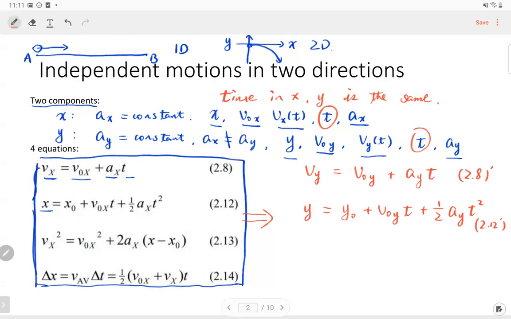The third equation: the velocity in the y direction squared equals the initial velocity in the y direction squared plus 2 times the acceleration in the y direction times (y minus y0). Okay, this is 2.13 prime.